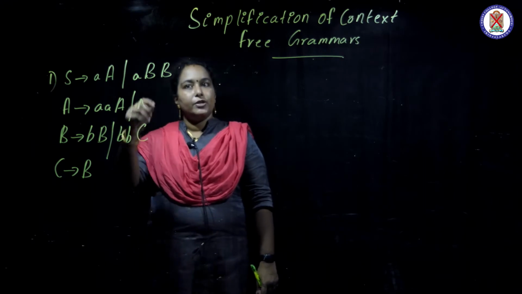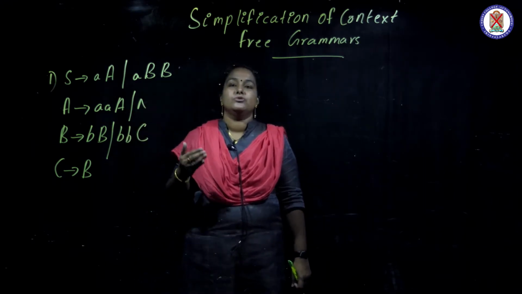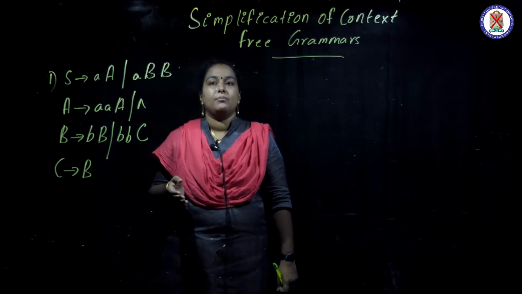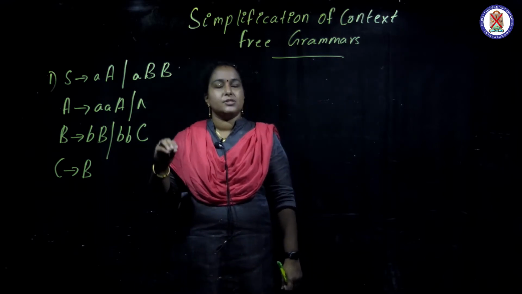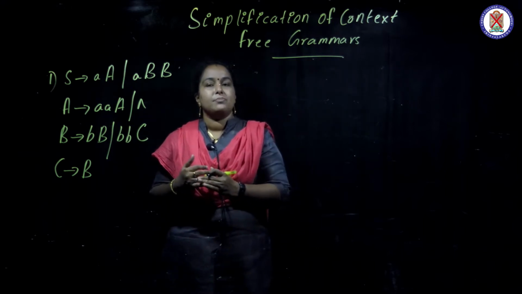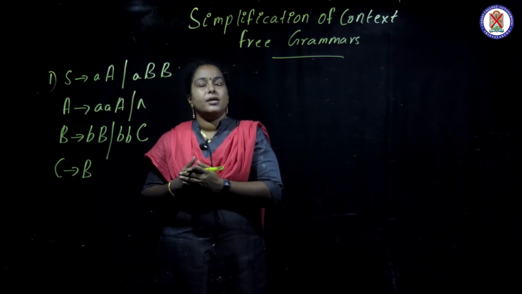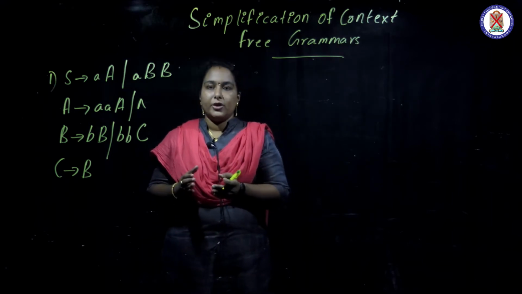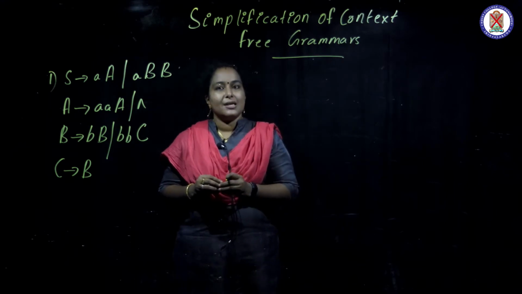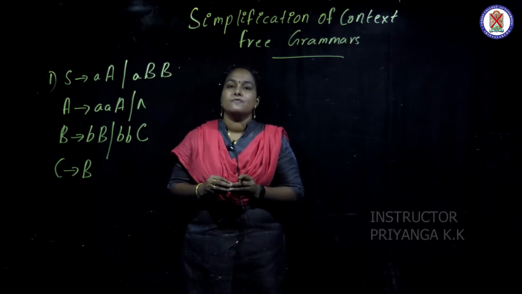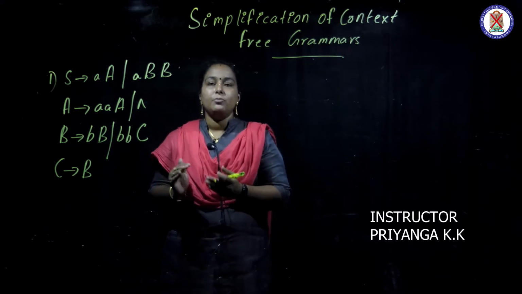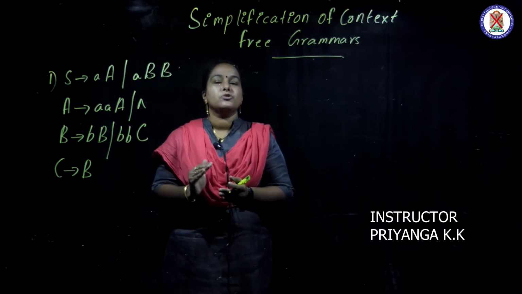Everyone, in the previous videos we have seen in detail how to produce a reduced context-free grammar step by step. First, the removal of the null production. In the second video, we saw how to remove the useless symbols. And in the third video, we saw how to remove the unit production. If you have not seen those videos, please see them, because this is a continuation of that topic.